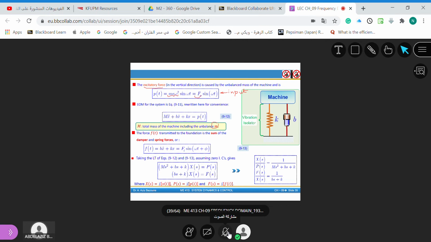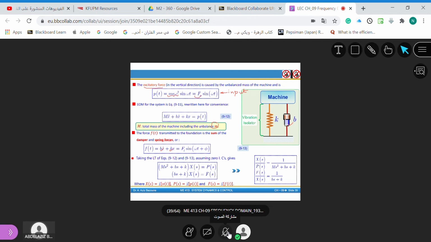So here, Shabab, we write the force transmitted to the foundation is the sum of the damper force and the spring force. Then, if we write the free body diagram, you will see that this can be written as a force coming from the damper and a force coming from the spring. And this force, as the output, we can write as Ft sine omega t plus phi. So it is transmitted. So the resulting force will be of this type. Since we are dealing with forces only, this will be Ft sine omega t plus phi, like we have seen in the previous lecture.